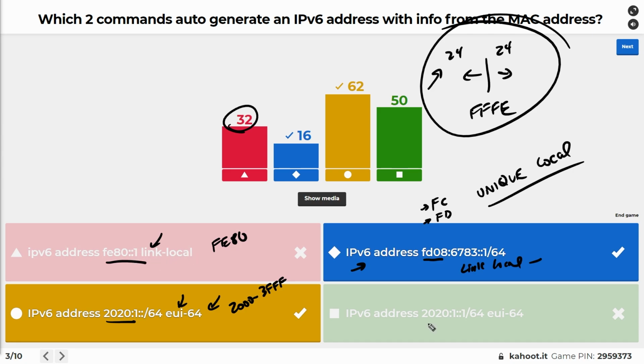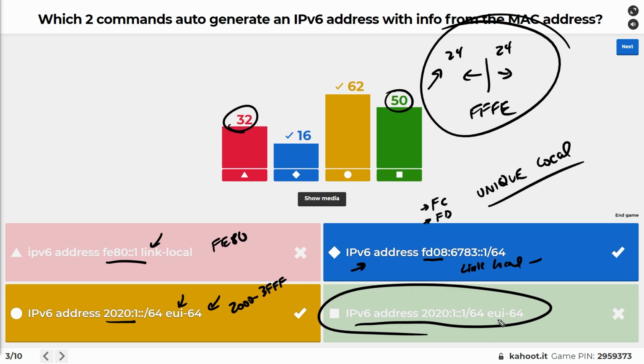And then this one down here, what's wrong with this? Oh, let me talk about green. Got a lot of people on green. The reason that green down here is not correct is because we're saying, hey, use EUI64 for the host portion, for the host address, the back 64 bits. However, look at this. I've specified the entire IPv6 address, 2020:1::, which means a whole bunch of zeros, and a 1. /64 means the first 64 bits are the network, the last 64 are the host.